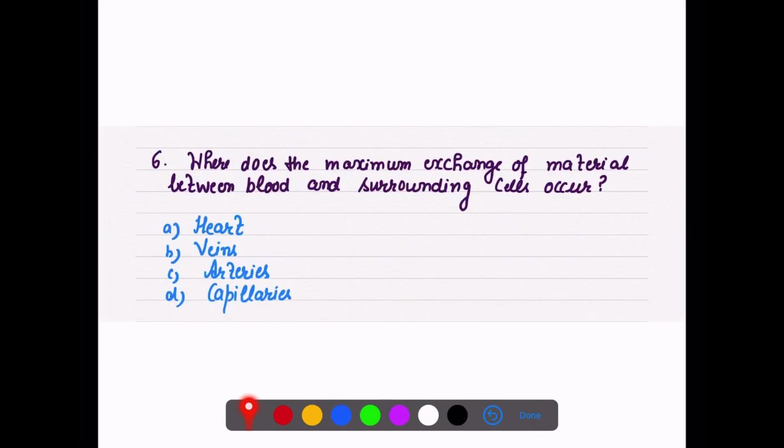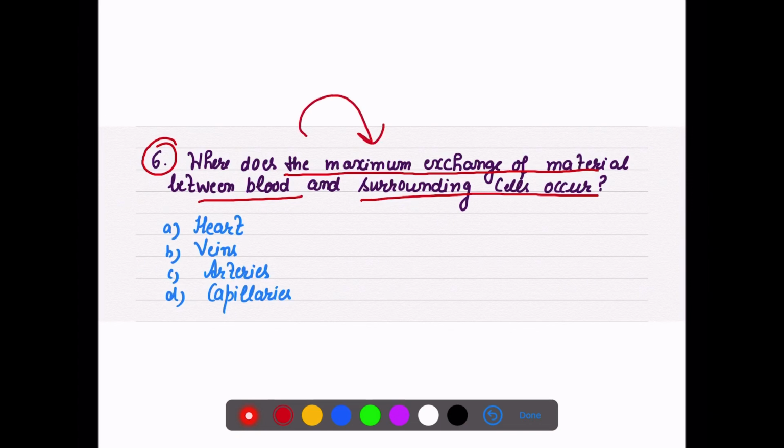Right. Now the sixth question. The answer of sixth question is, where does the maximum exchange of material between blood and the surrounding cells occur? The basic thing in this question to mark is the thinnest one, that is your capillaries. The correct answer for this is the capillaries, in which maximum exchange of material between blood and surrounding cells occur. So if this is incorrect, please mark 0 very honestly, and if it is correct, then give yourself 1 mark.